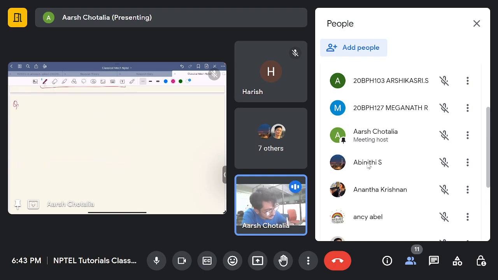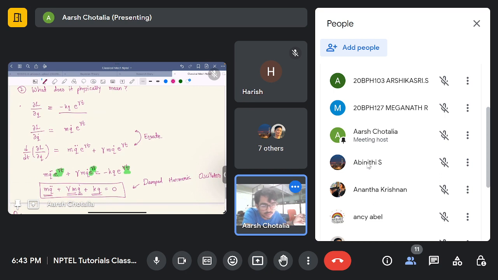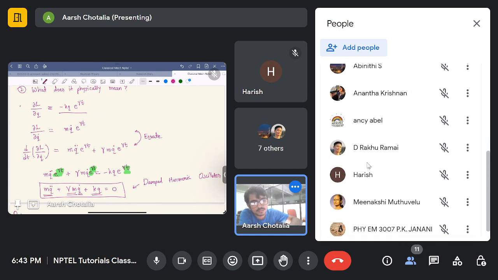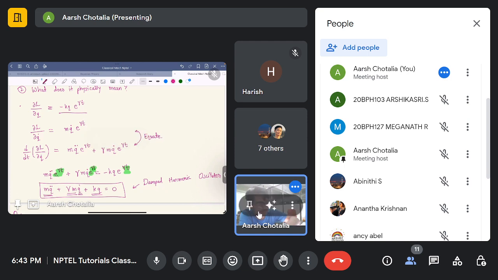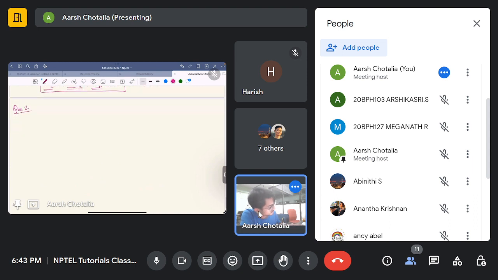By the way, is this clear to everyone? The calculation and the interpretation. Okay, then let's proceed. Question 2. It is of a spherical pendulum.